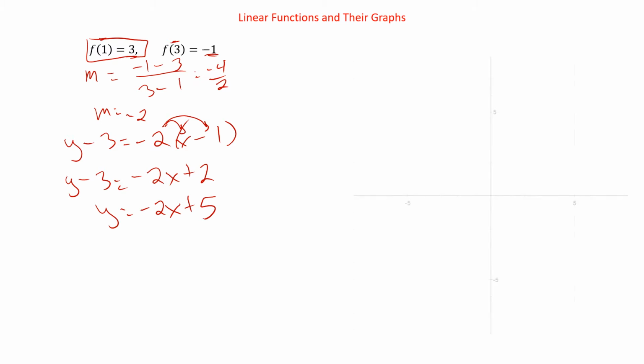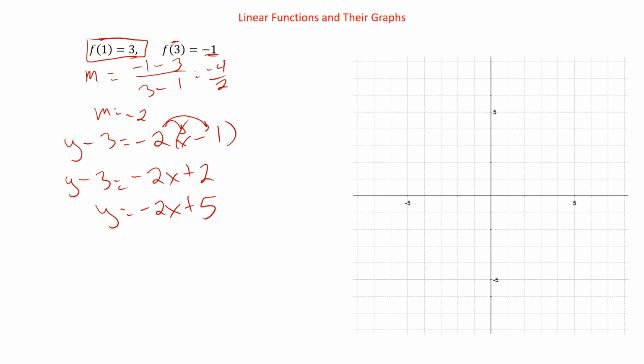We can graph the line. If we have our 2 points, we could actually just plot the 2 points. If we have our equation, though, we can start at the y-intercept of 5, and then the slope is negative 2, so we go down 2 over 1, down 2 over 1, down 2 over 1. We could have gone up 2 and backwards 1. Notice the point 1, 3 is on here. Also 3, negative 1 is on here.